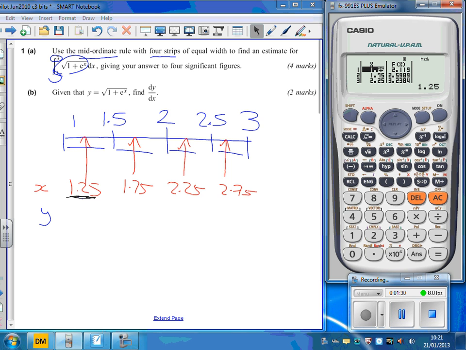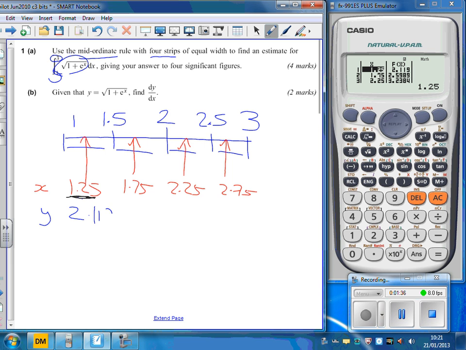And there's all our answers there. So let's get those written down. 2.119, 2.5989, 3.2384, and the last one, just scroll down a bit. What's the last one? The last one is 4.0795.